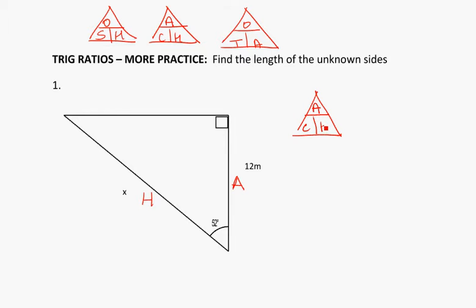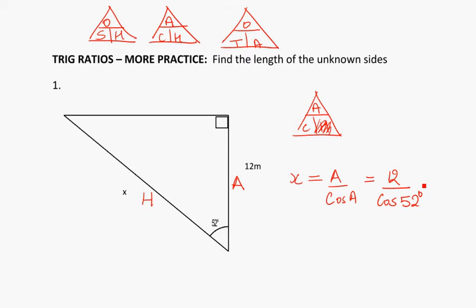Cosine is adjacent over hypotenuse. Okay, what do I have to find? I've got to find the hypotenuse. So x equals, and I cover up the hypotenuse. And what's left is my trig ratio. Now if one is on the top and one is on the bottom, it's a dividing. So it's going to be adjacent divided by the cosine of the angle. So the adjacent is 12 over the cosine 52.